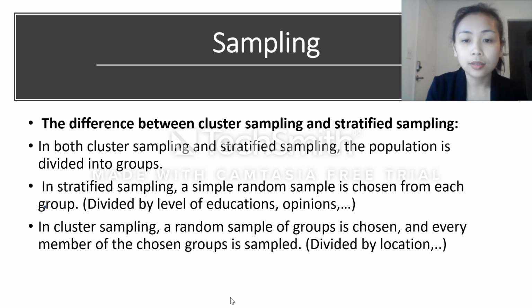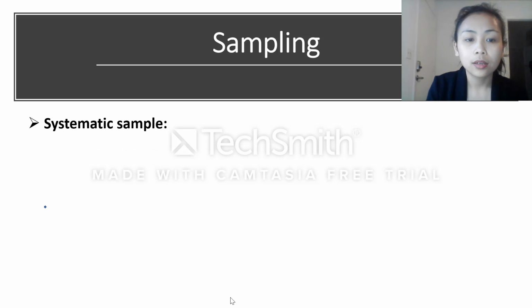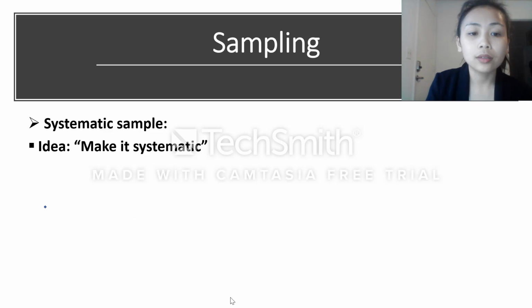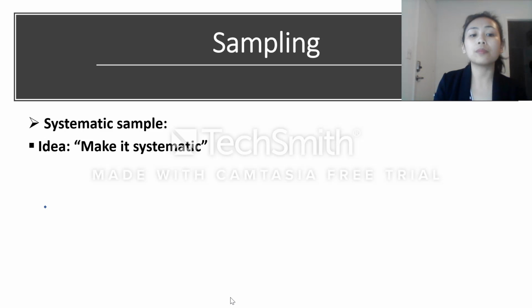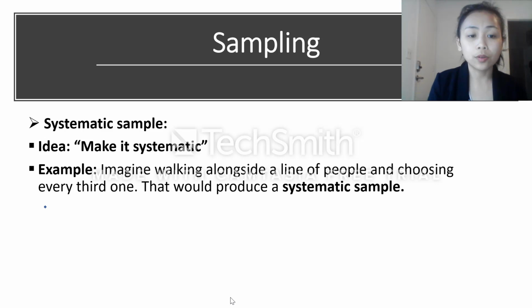Now let's look at another sample, that is systematic sample. Here, the idea of systematic sample is basically to make it systematic. For example, imagine walking alongside a line of people and choosing every third one. That would produce a systematic sample.